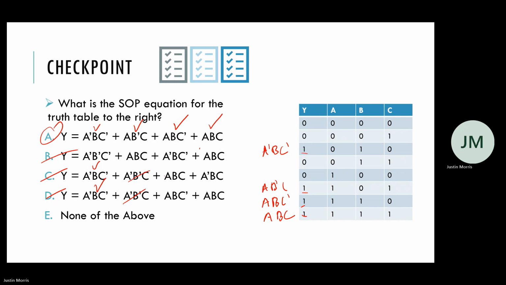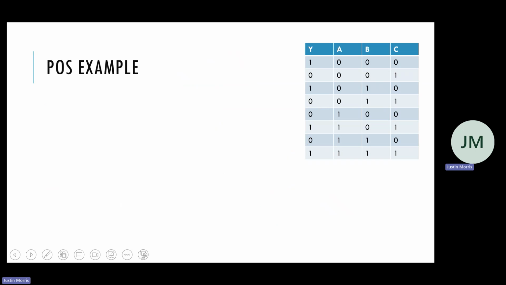All right, so product of sums. In product of sums, rather than looking at where the output is 1, we're now going to look at where the output is 0. When we write the product of sums, it's going to be written in maxterms, which are sums. So for our first 0, we actually do not negate. If it's 0, we keep it the same. So A, B, and then since C is 1, we need C naught.